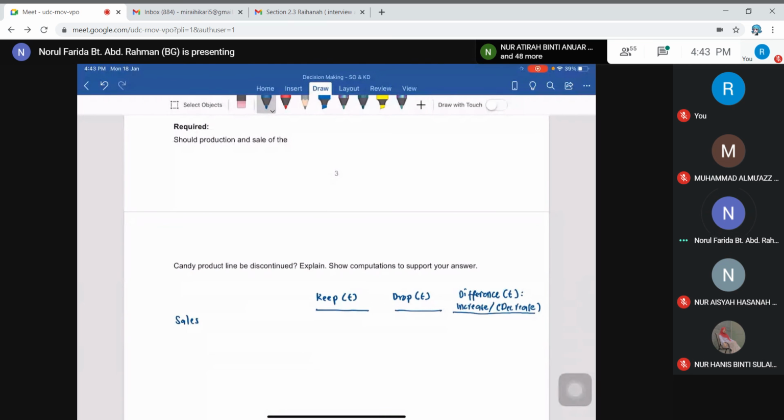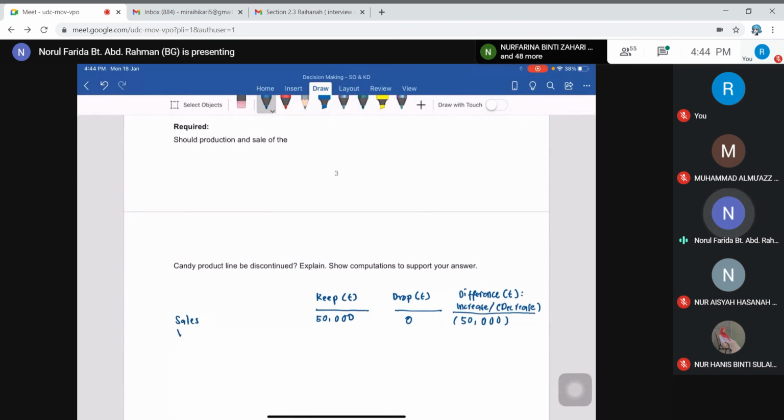Okay, candy you have a sales of 50,000. Like I said, kalau you keep, itulah you punya income statement. So if you keep, you have a sales of 50,000. If you drop, you tak buat, bermaksud you hilanglah sale itu. Tak ada lah sale tu. So there is no sale if you drop the candy part. Okay, so you will have a difference of 50,000.